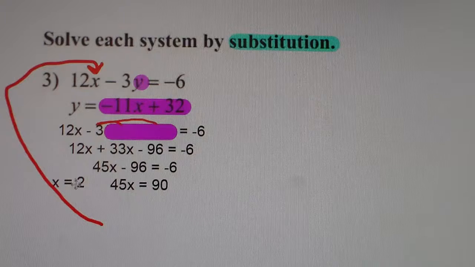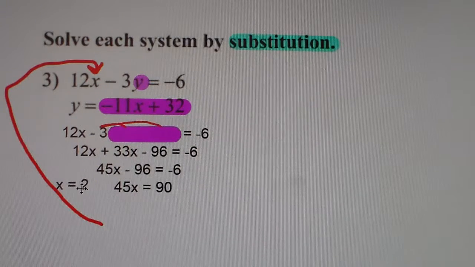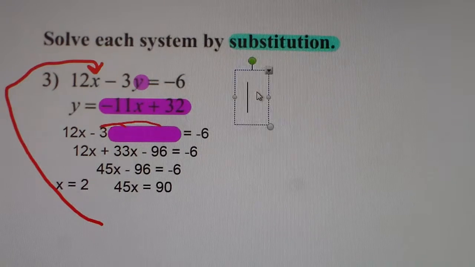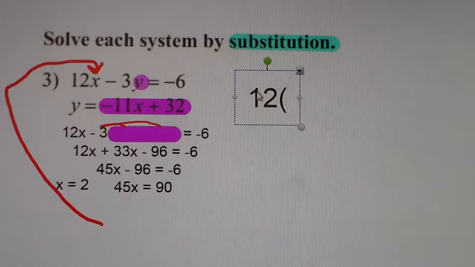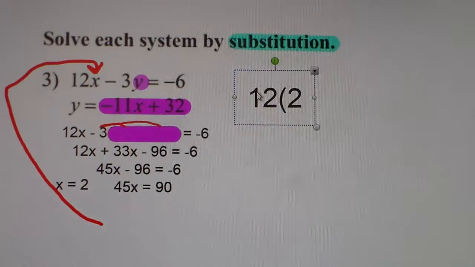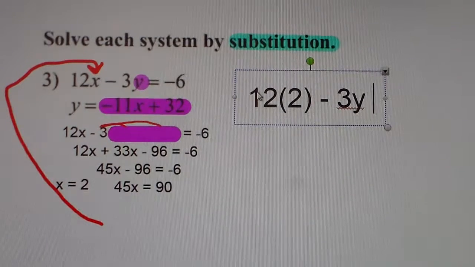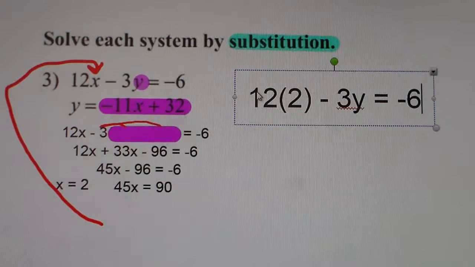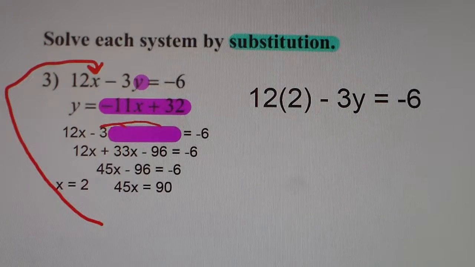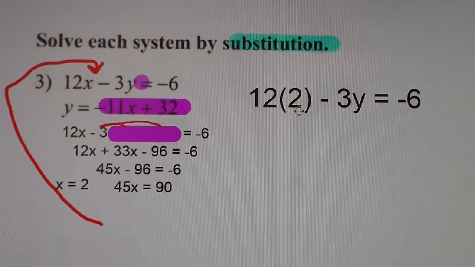So now we're putting that 2 in for the x. So we have 12 times 2 instead of x. I'm going to do parentheses 2, close parentheses, minus 3y equals negative 6. So all I did is I just replaced the x with the 2.